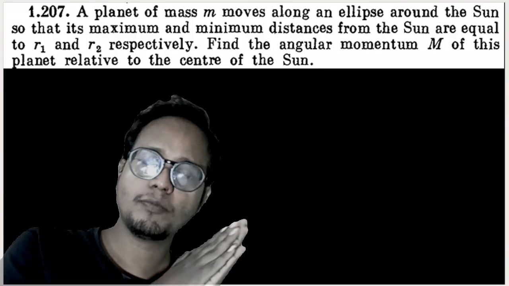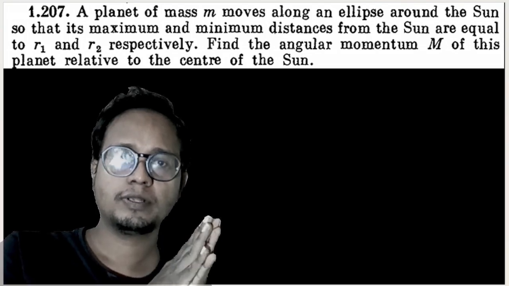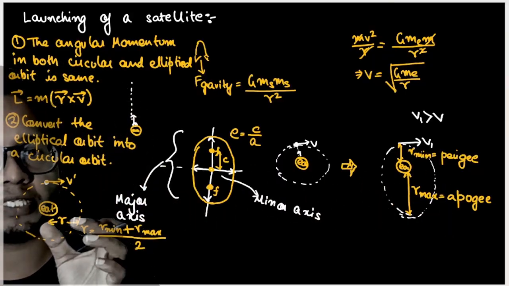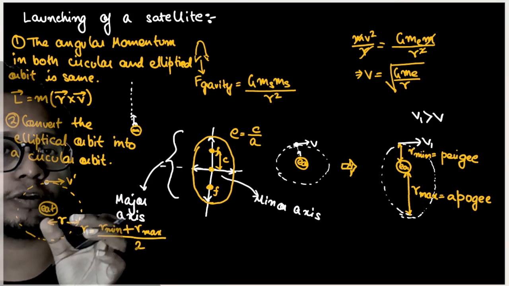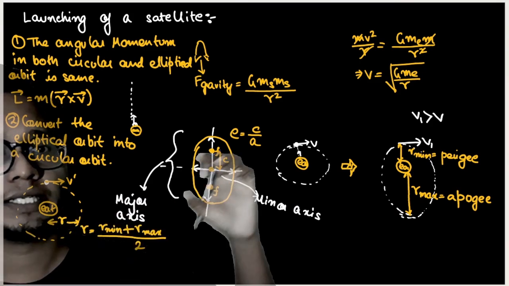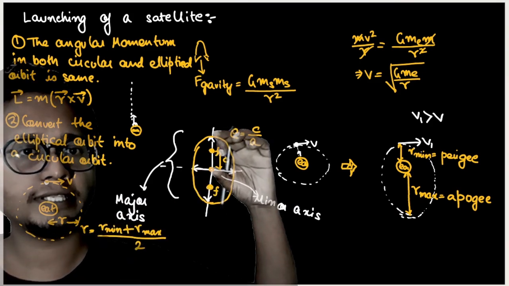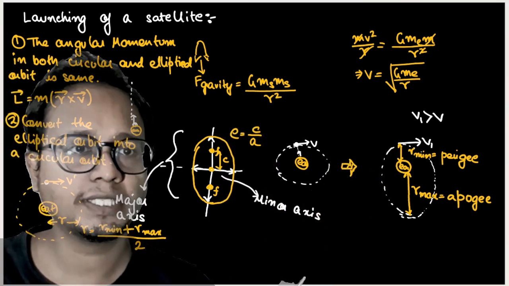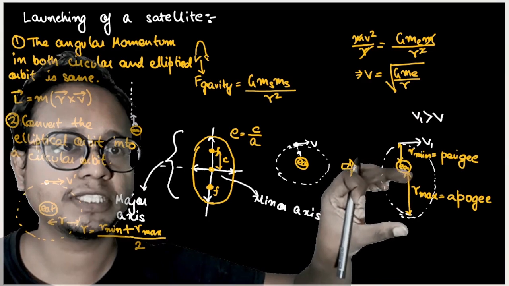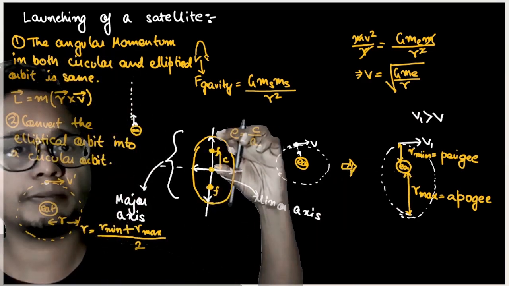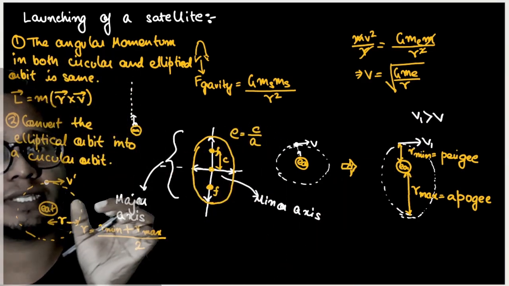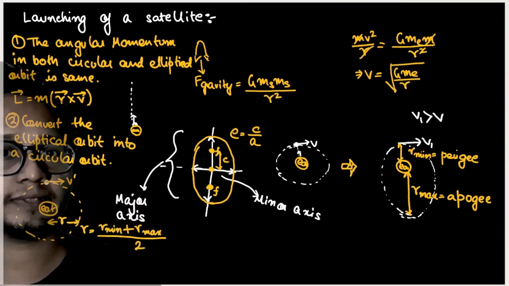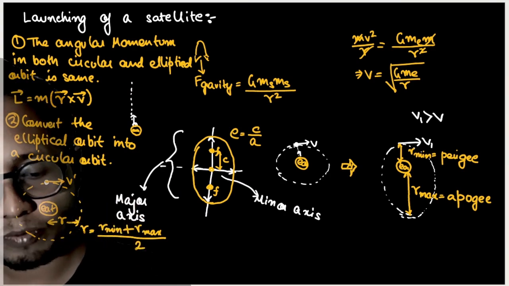In this question, we have to find the angular momentum in an elliptical orbit. Whenever there is some elliptical orbit, convert that elliptical orbit into a circular orbit, isn't it? But the radius of the converted circular orbit is nothing but the semi-major axis. Semi-major axis is nothing but minimum distance plus maximum distance divided by 2. That is the radius of the elliptical orbit converted to a circular orbit. That is what I said up till now.